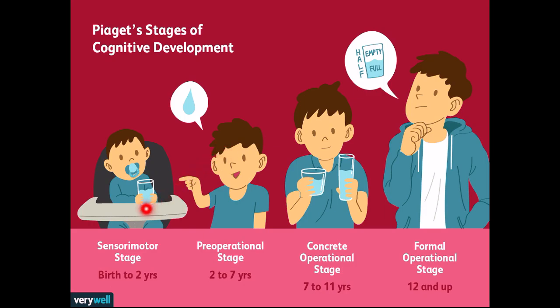Now the child can name, yes, this is water. So this is the pre-operational stage. In the concrete operational stage, the child can fill the glass with water. He knows how I can take half a glass of water, how I can take a quarter glass of water. And in the formal operational stage, the child knows the complete reasoning that if it is half full, then it is half empty. So this is, in simple words, the theory of cognitive development.